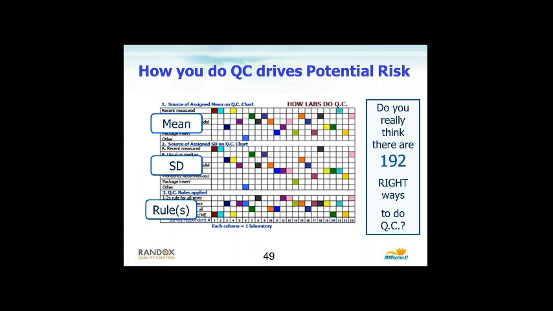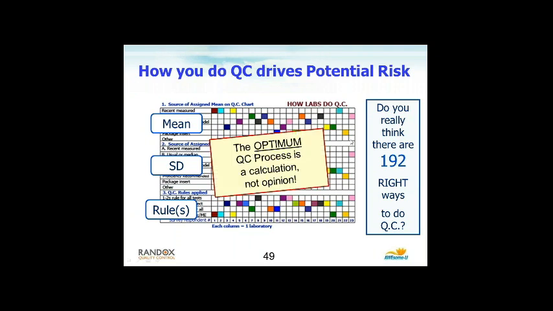This is the survey that a few of you took, and it reflected very much this. Everybody picks and chooses their mean, SD and QC rules in a different way. There are not 192 right ways to do quality control. There is one recommended way to do QC. But everybody does it differently because you've never been asked to prove before that it works.